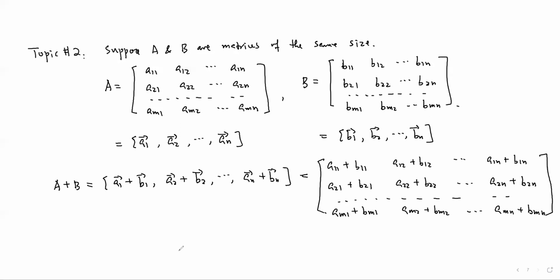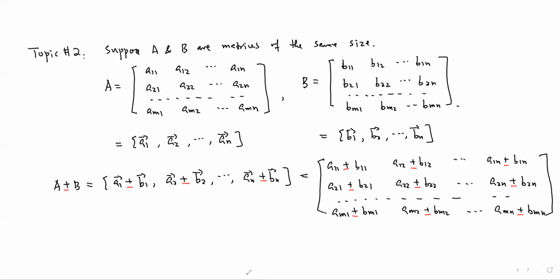Now, how about A minus B? Very similar. A minus B is the first column of A minus the first column of B, second column minus second column, the last column minus the last column. Right? That means subtract the corresponding entries. This is A plus B and A minus B.